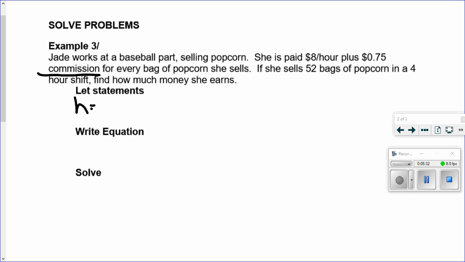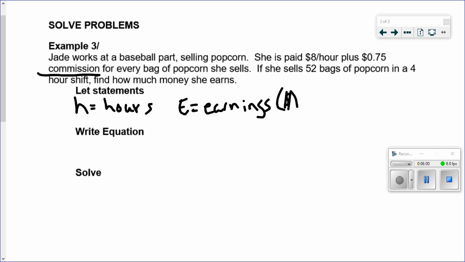So H equals hours. Now, I said before you need to tell me units. When what you're defining is the unit, like H is for hours, you don't need to tell me that hours is measured in hours. I can figure that one out. However, I don't know how you're getting paid, so you do need to specify that earnings is in money, in dollars.